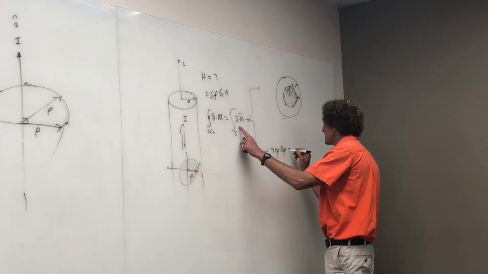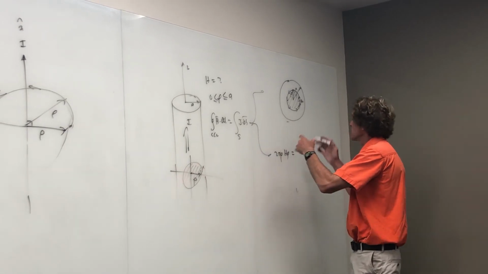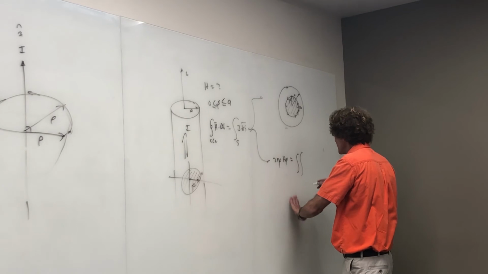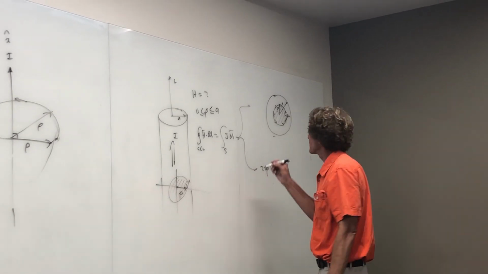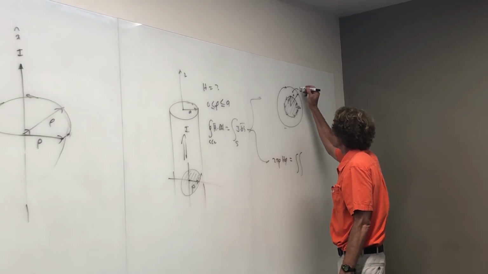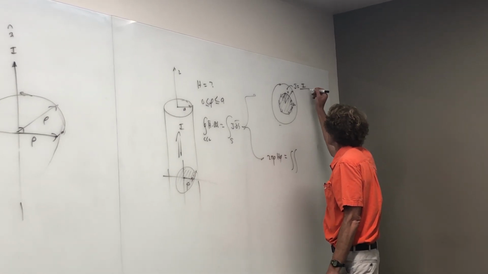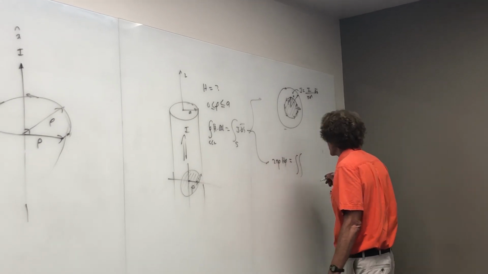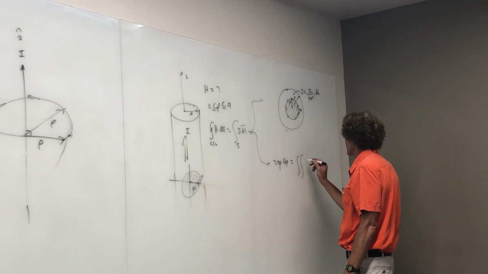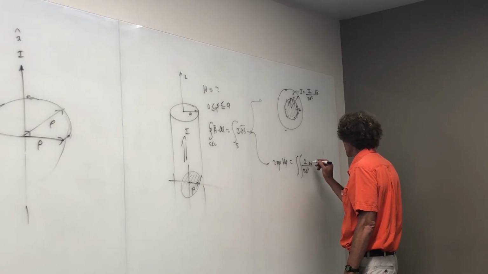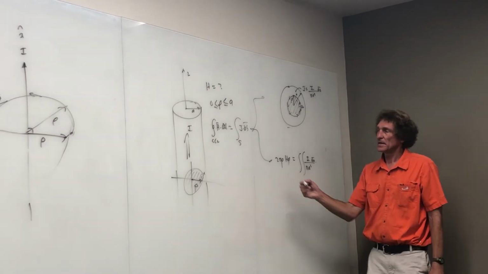Now, the integral of J dot ds is the amount of current that's penetrating that. Really, it's a double integral. First you'd need to find the actual current density J, which would be I over the area, pi a squared, in the az direction. So I would put J as I over pi a squared az. And then I need ds.